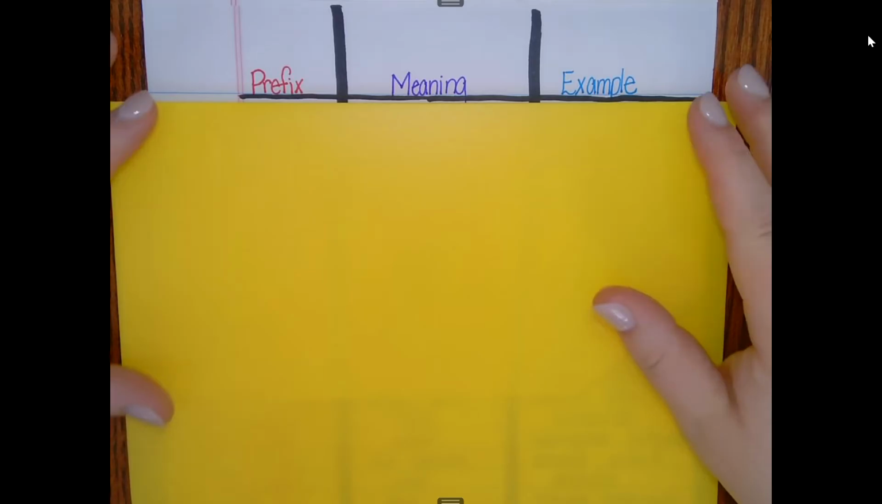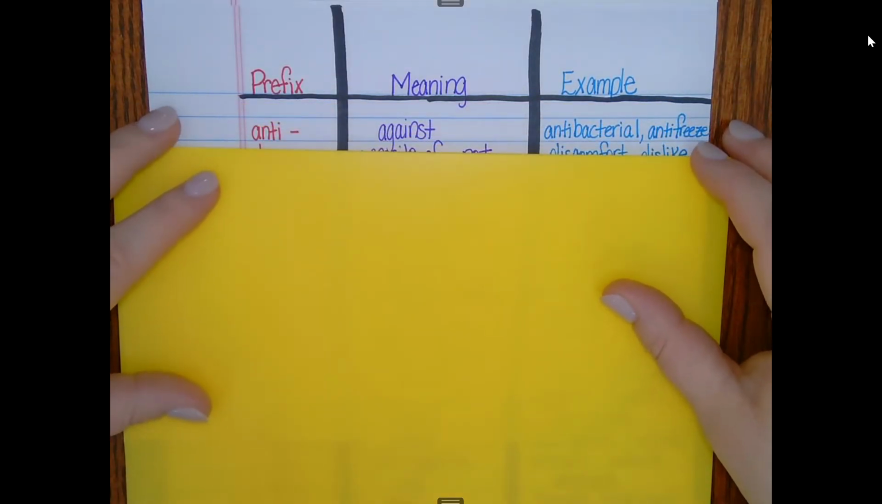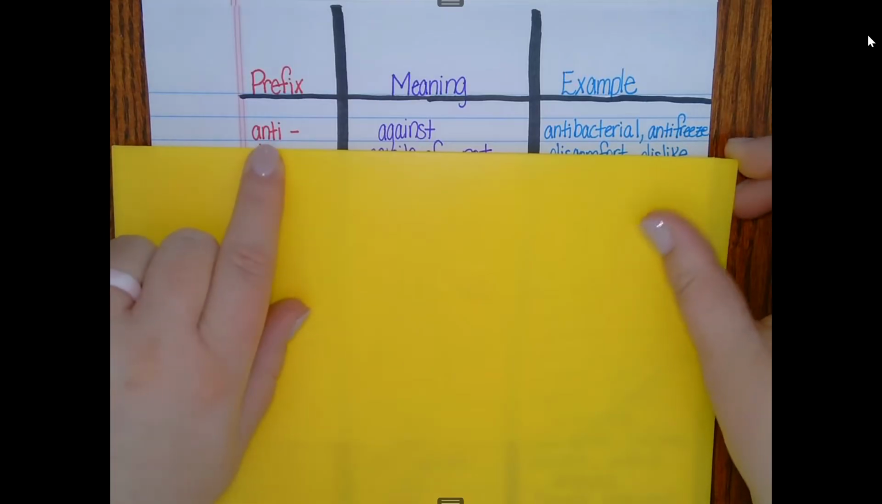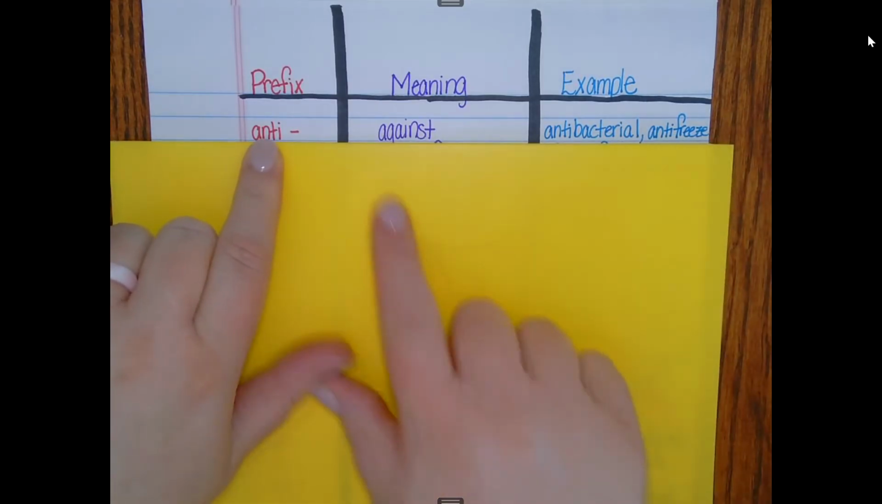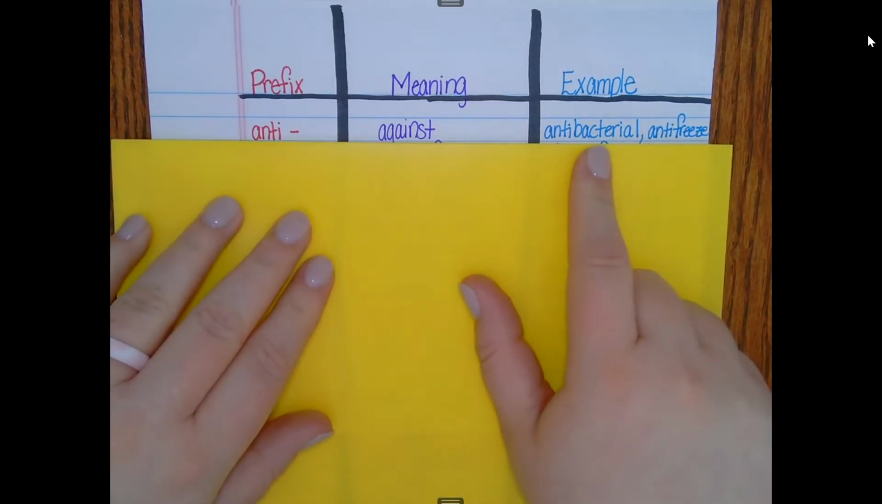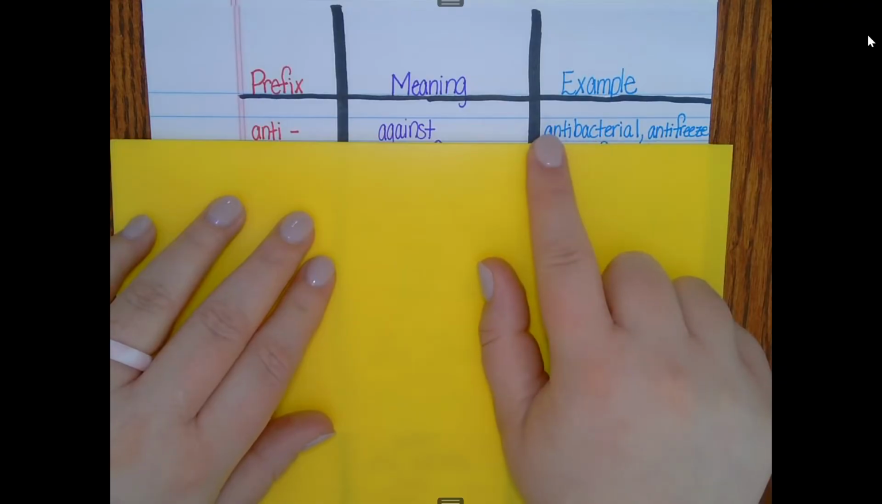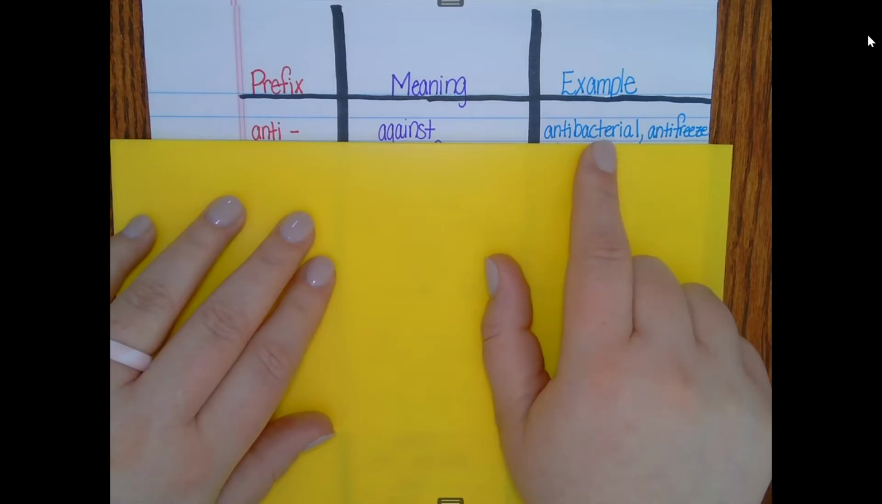Okay, so let's start off with our first prefix. Our first prefix is anti. Anti means against. Something we've heard about a lot is antibacterial. Antibacterial soaps, antibacterial lotions, gels. So that means that it is working against the bacteria. It's going to kill the bacteria.